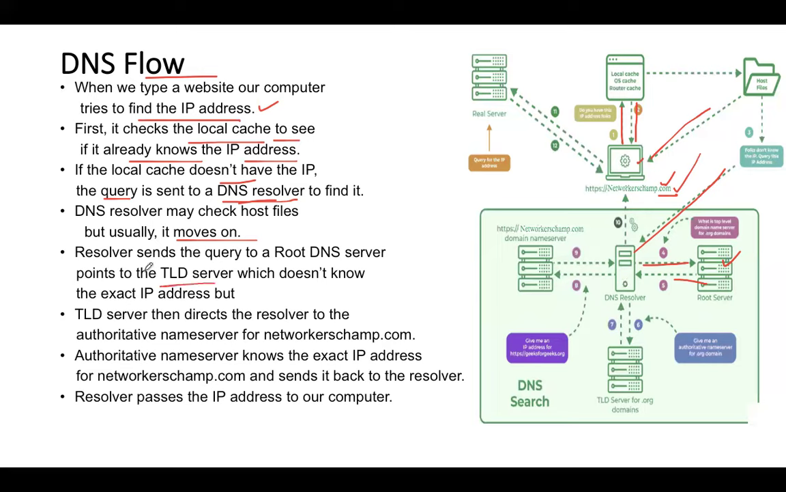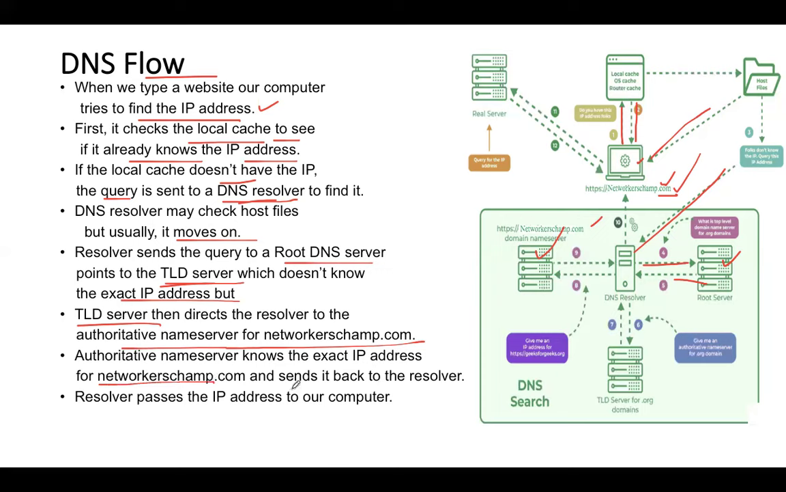That is called TLD. So the resolver sends the query to the root DNS server, which points to the TLD server, which doesn't know the exact IP address. The TLD server, meaning top level domain, directs the resolver to the authoritative name server for networkerschamp.com. This basically says, hey, you can go to this authoritative server, which holds the corresponding IP address of this name. And finally, it would query the authoritative server to get the IP address of networkerschamp.com.